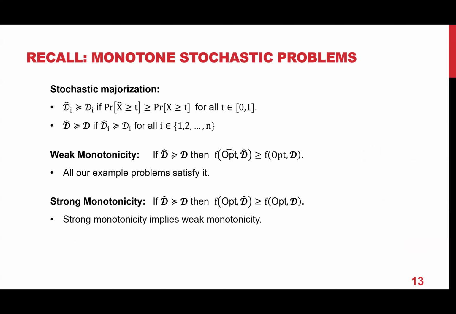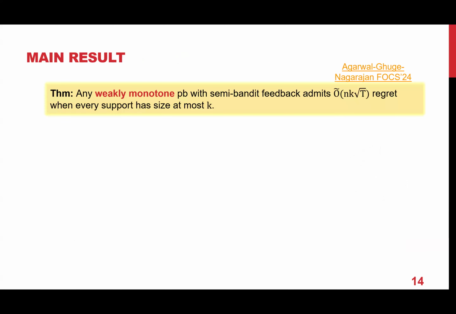We already know the monotonicity definitions. The claim was that there was a result from last year that showed that for the large class of weakly monotone stochastic problems, so you don't even need strong monotonicity, just weakly monotone, under semi-bandit feedback but with discrete support, you can get square root T regret bounds. At least this main result does not apply for continuous support.